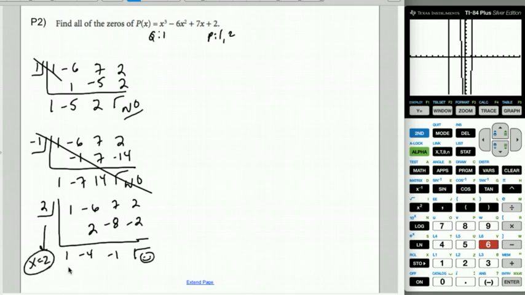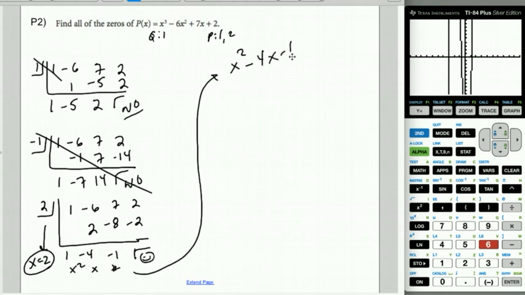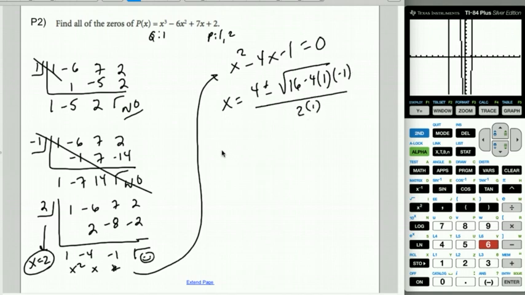Great. And then what's left is my number, my x, and my x squared, so I can use the quadratic formula to solve the rest. So x squared minus 4x minus 1 is 0. X is negative b plus or minus the square root of b squared minus 4 times a times c, all over 2a. So that's going to be x equals 4 plus or minus, well, this is going to be a 16 plus a 4, so that's root 20, all over 2.